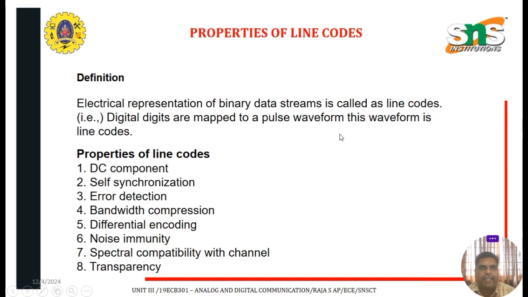Basic definition: line codes are an electrical representation of binary data streams. That is, any digital data, zeros and ones, can be represented in a pulse-shaped waveform, which is called line codes. Digital digits are mapped to a pulse waveform. This waveform is called line codes. The important properties of line codes are: DC component, self-synchronization, error detection, bandwidth compression, differential encoding, noise immunity, spectral compatibility with the channel, and transparency.